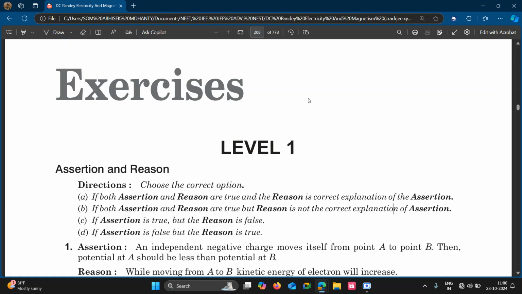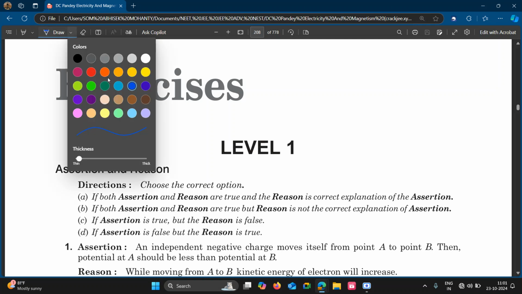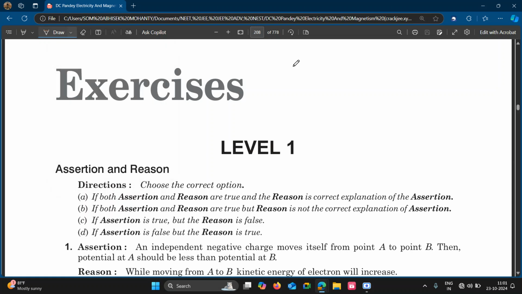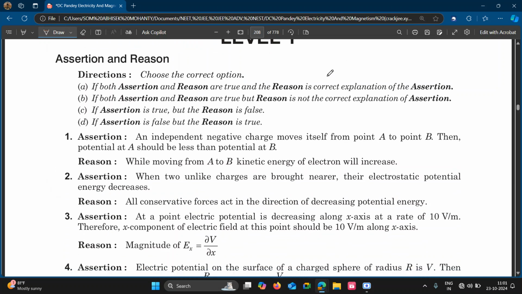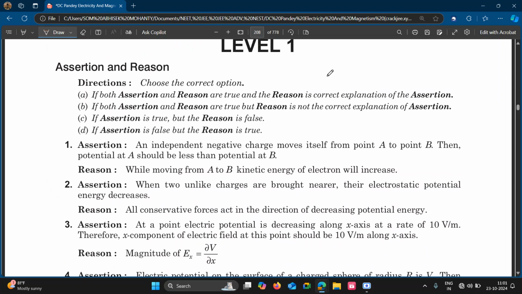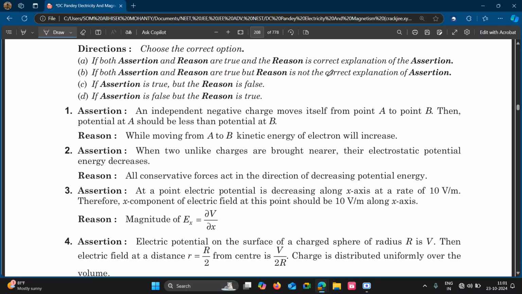So we'll be starting with electricity and magnetism, and we'll complete the syllabus. Let's start with a tricky part, where students usually get tricked: the assertion and reason part. Assertion, reason, MCQs, case studies, those are the things students sometimes get stuck on. So let's start directly.